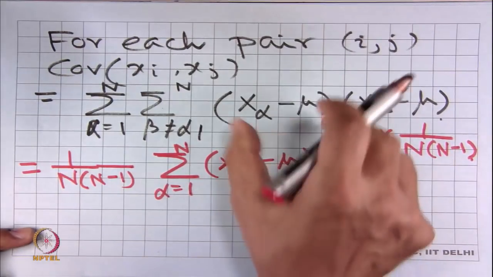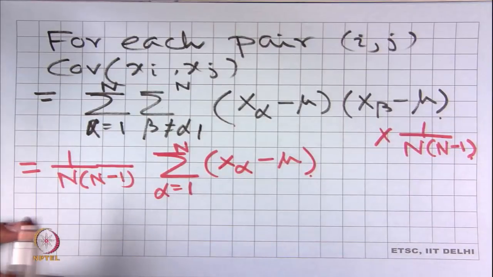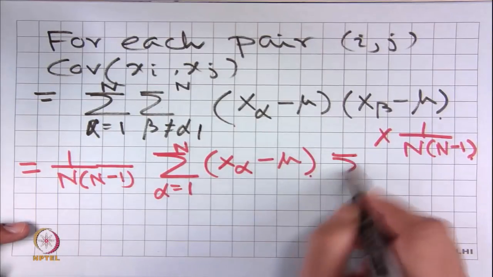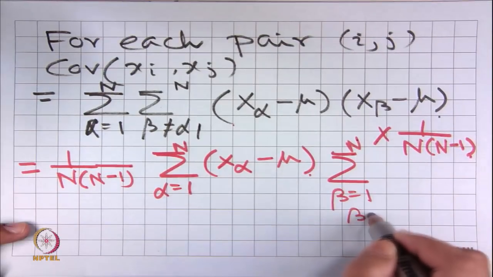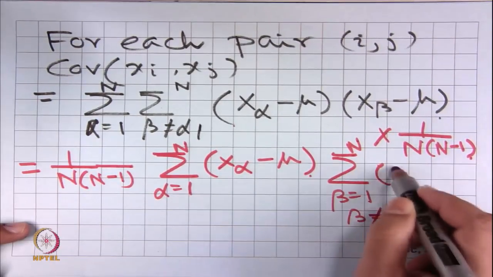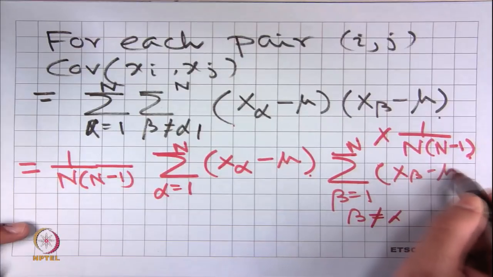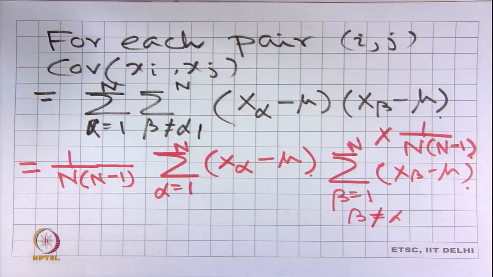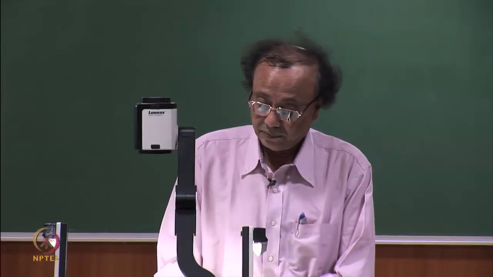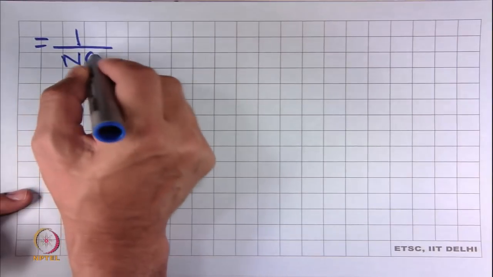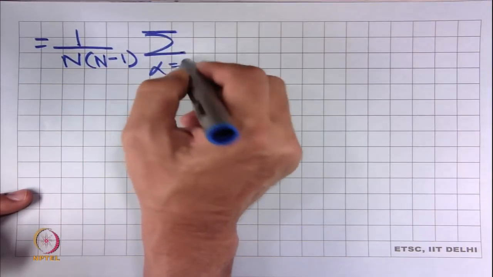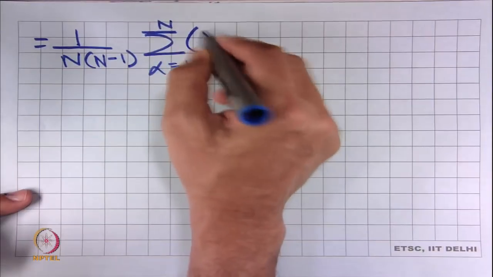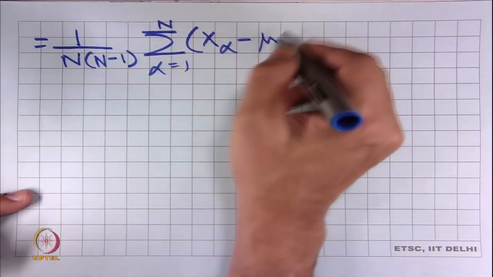Let me take x alpha out of the summation and write it as the sum over beta equal to 1 to n, beta not equal to alpha, of x beta minus mu. Now, I will do some jugglery on that one. Sigma alpha equal to 1 to n of x alpha minus mu.